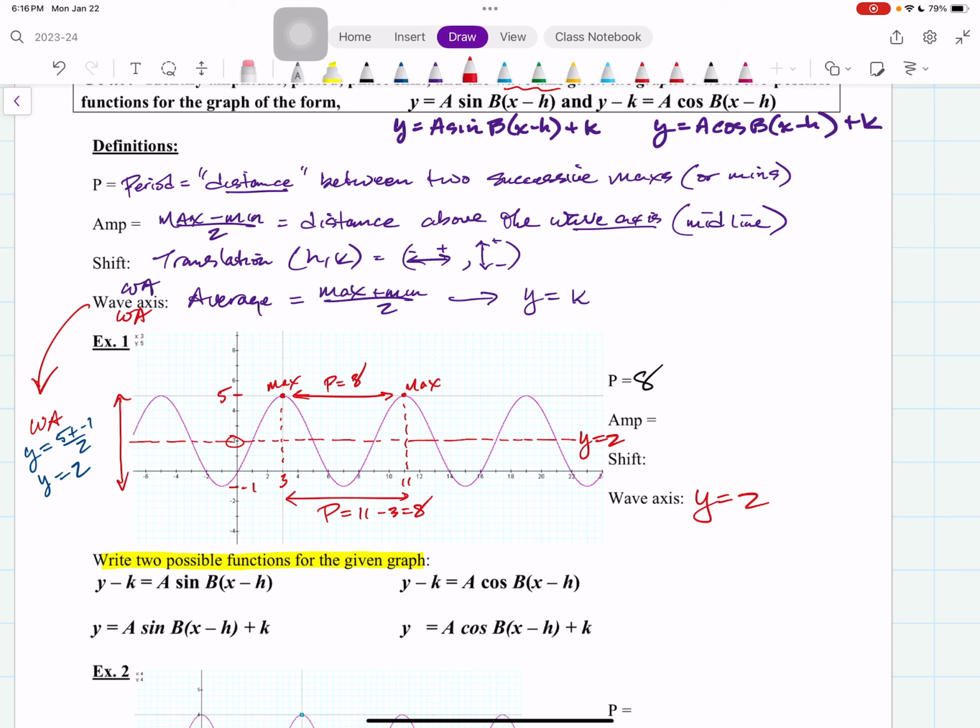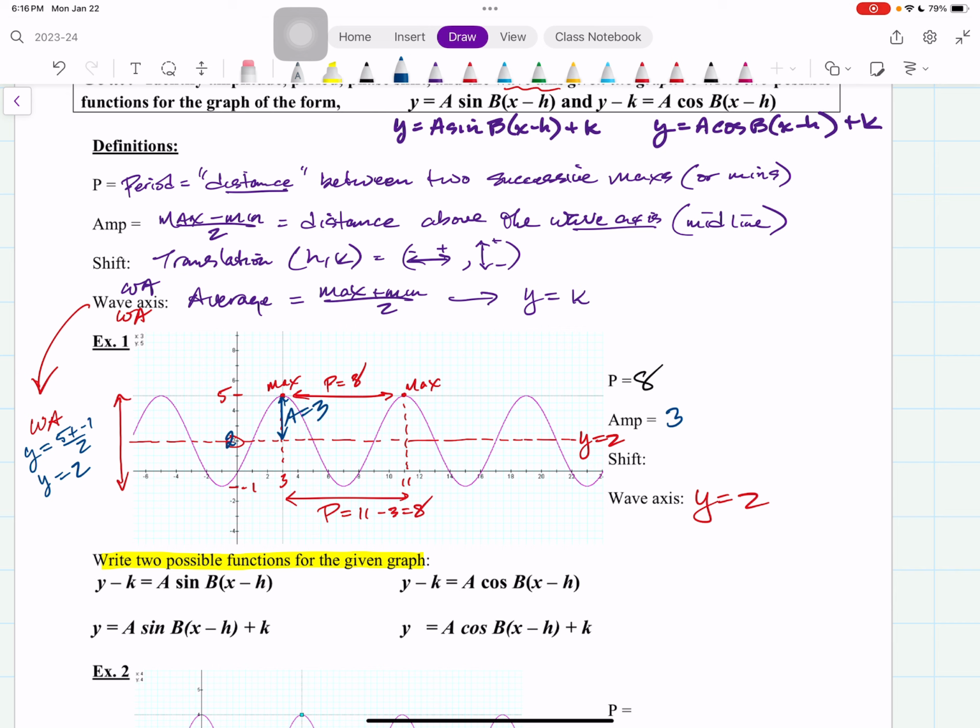And then what's the amplitude? Well, the amplitude is the distance above the wave axis. So here, let's represent the amplitude here. So if the wave axis is at 2 and that max is at 5, then the distance from 2 to 5 is 3. So the amplitude is 3. So the amplitude is now known.